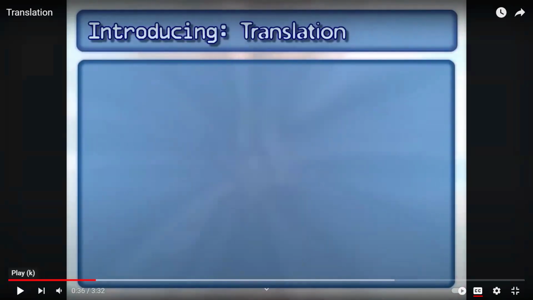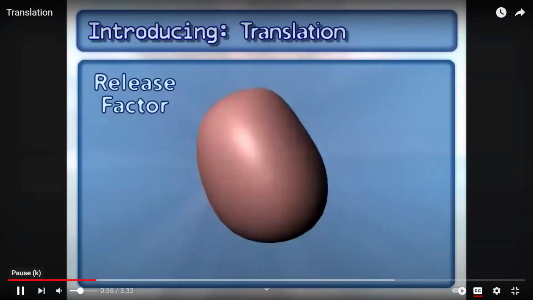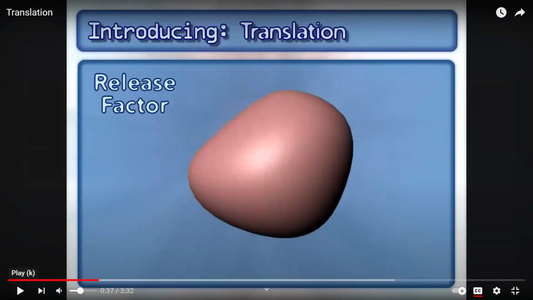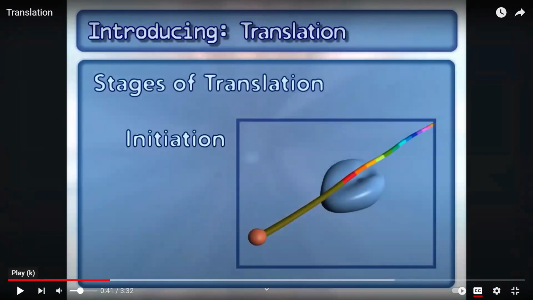Okay, right. So this is tRNA, a 3-dimensional structure. This is a releasing factor. So this is initiation in the translation process. This is the ribosomal smaller subunit, and this is the eukaryotic mRNA, and these colored areas are codons, triplet codons.